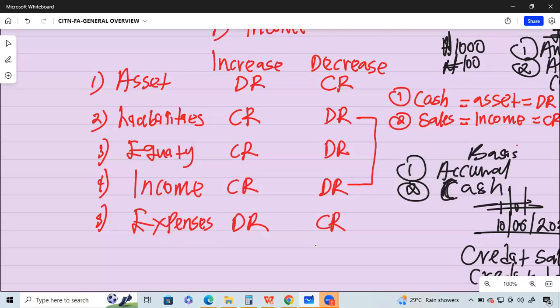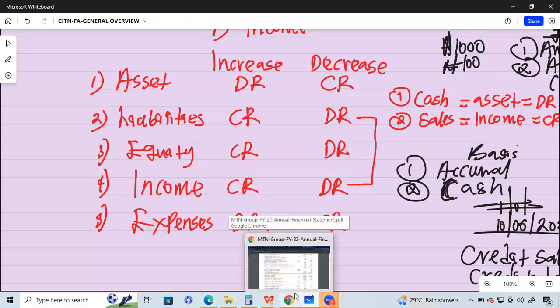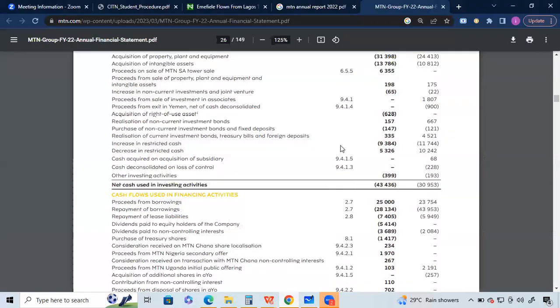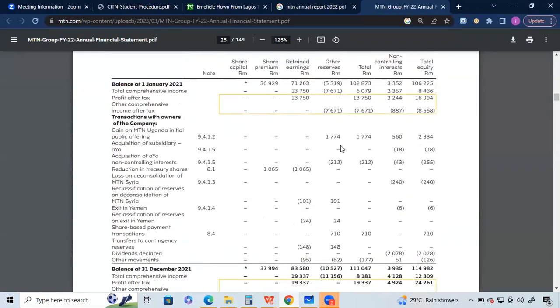What do we refer to as income, or equity? And what do we even refer to as expenses? What is the meaning of each of these elements of the financial statement? Let me start from the first one, which is assets.